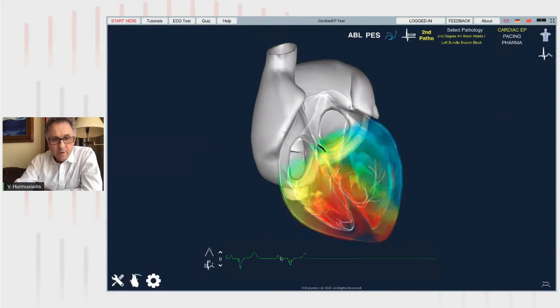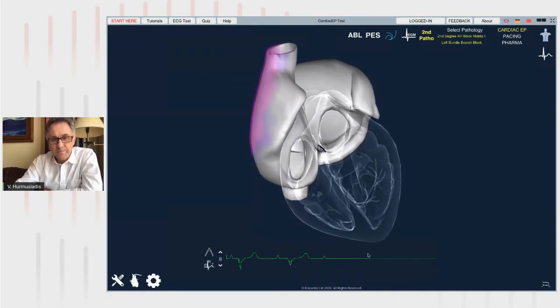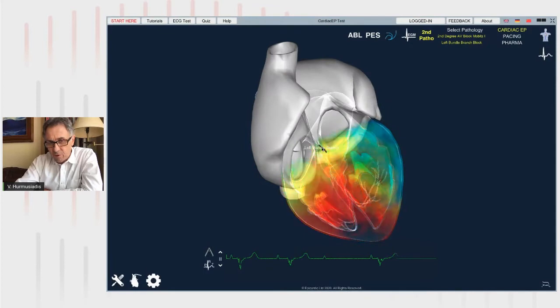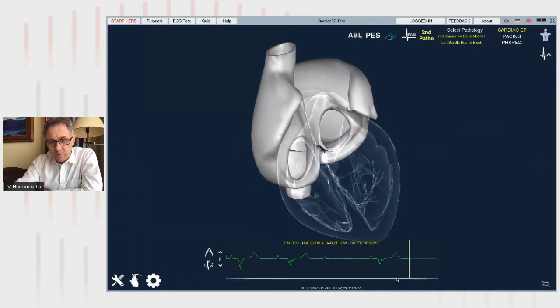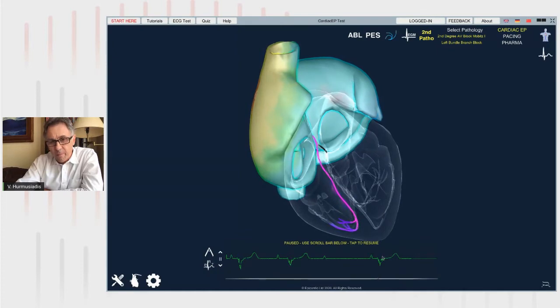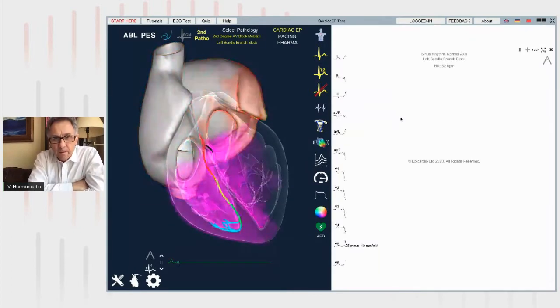Again, I see my PR interval is increasing, and I miss a QRS. At the same time, I have left bundle branch block, look here. You see the branch, the left here is blocked. If I scroll back, I see my activation here on the right conduction pathway only. And at the same time, I can look at the 12-lead ECG of this complex pathology.